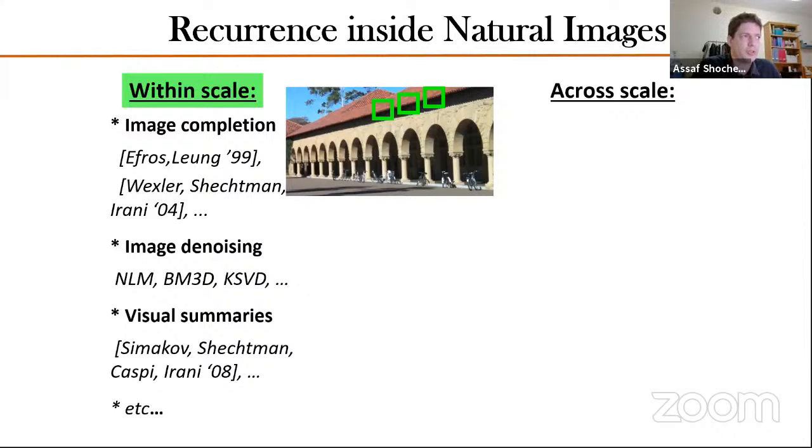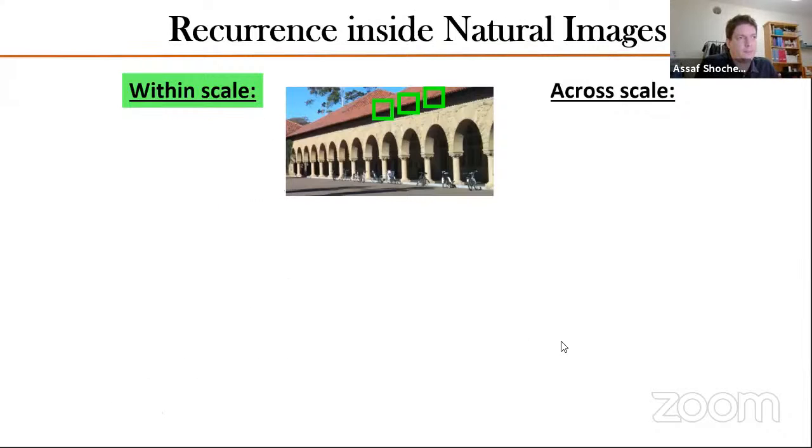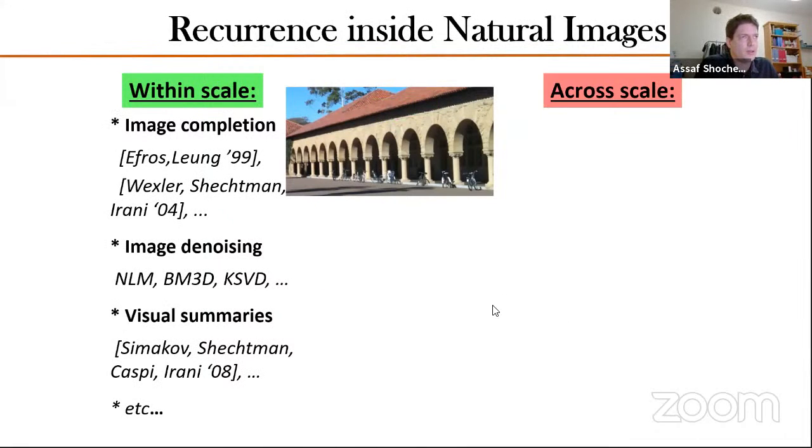with image completion and inpainting and texture synthesis, and then many denoising approaches like the very famous non-local means or BM3D, later on KSVD. And also in our lab, much before I arrived to this lab, I'm in Michal Irani's lab at the Weizmann Institute, they've been using this for visual summaries and for super resolution and other things. And this is using the fact that these patches recur within the same scale of the image.